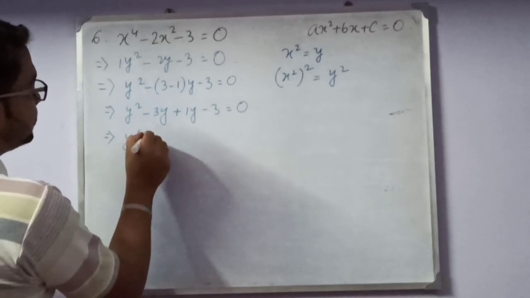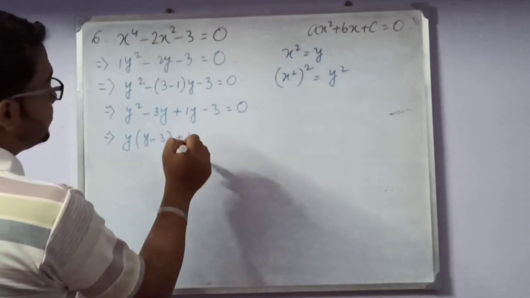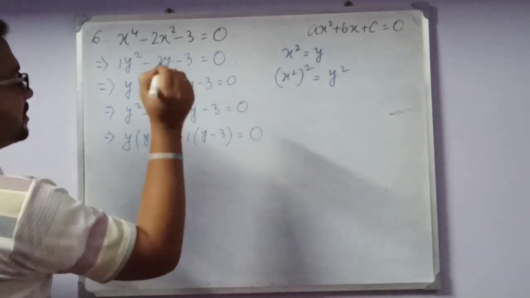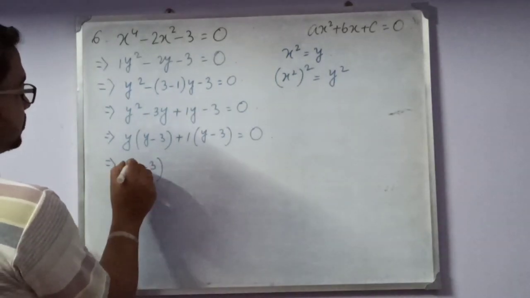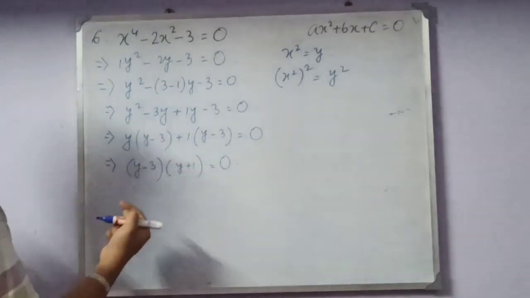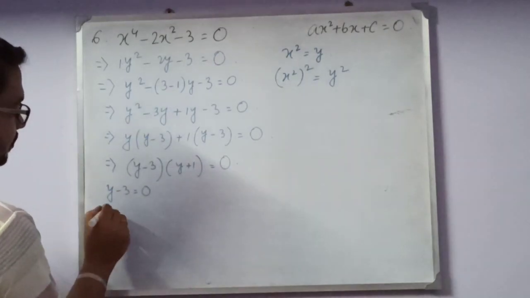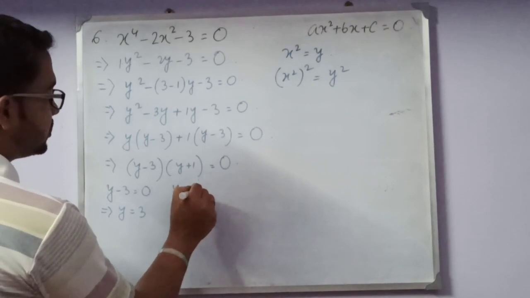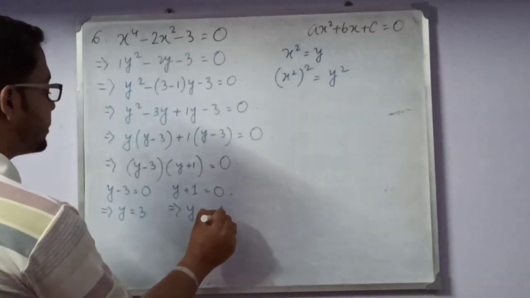So y is common. Now from here plus 1 take as common. So we have left behind this one. Now y minus 3 is my common. So y plus 1 is left. So these two are my roots. y minus 3 is equal to 0. From here we can write y is equal to plus 3. And y plus 1 is equal to 0. From here we can write y is equal to minus 1.